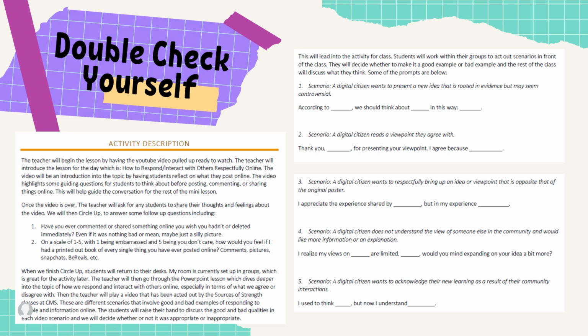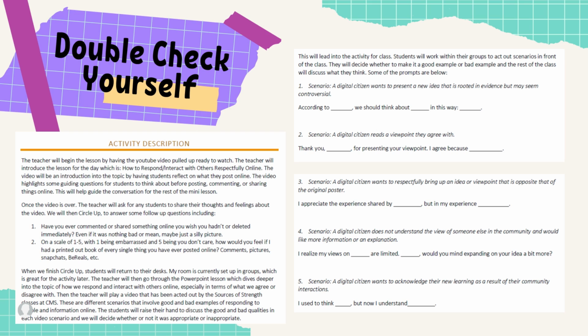The second question I asked was, on a scale of 1 to 5, with 1 being embarrassed and 5 being you don't really care, how would you feel if I had printed out a book of every single thing that you've ever posted online? Comments, pictures you've taken, Snapchats, Reels, all the different social medias that they have. Once we finished that circle up, I had students go back to their desks, and they are currently in groups in my room. So it was really a good transition.